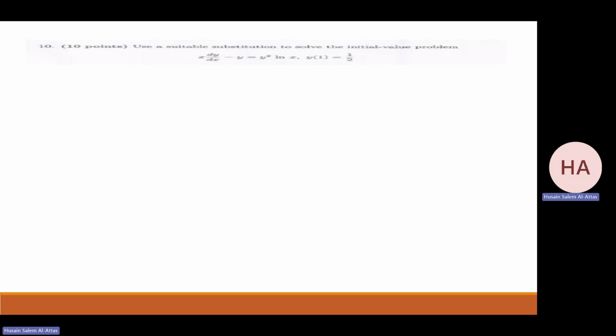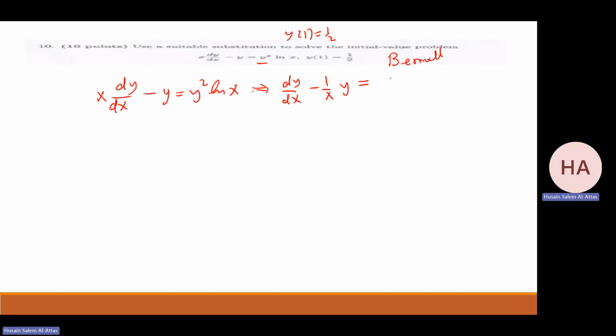Use a simple substitution to solve this. So very clear, this is similar to linear, but I have y squared. So this is Bernoulli. Let me rewrite it first. That will be x dy over dx minus y equals y squared ln x, and y at 1 equals half. Okay, divide by x. I have dy over dx minus 1 over x y equals y squared ln x over x.